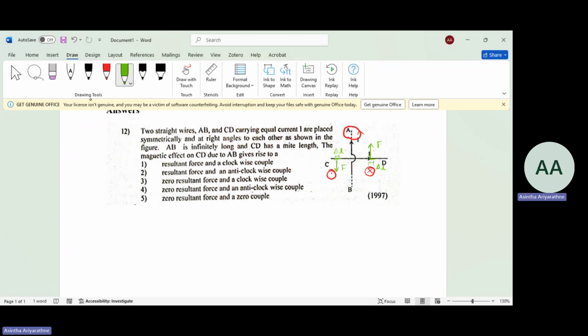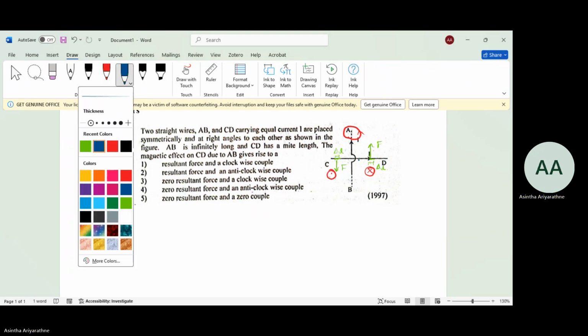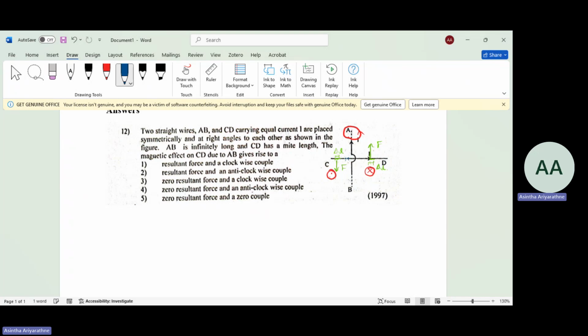And likewise, if you consider these two points, these two line segments, the same kind of thing happens. Okay.